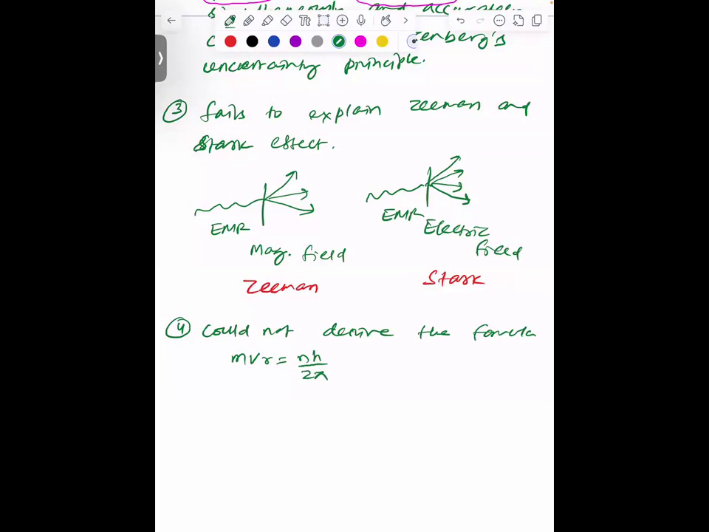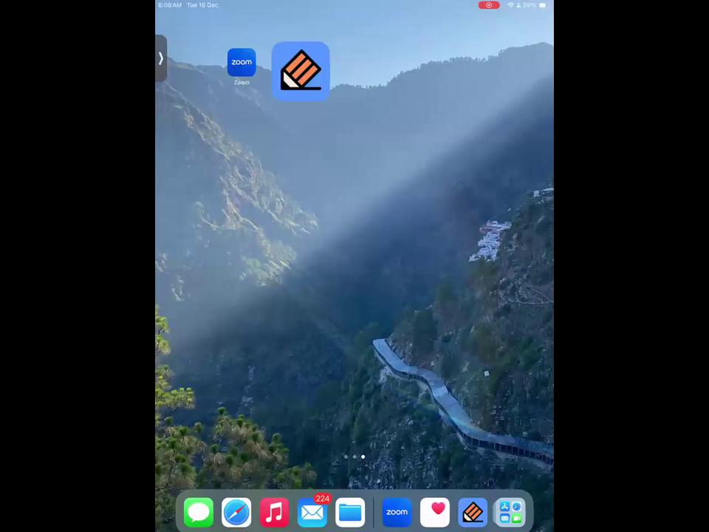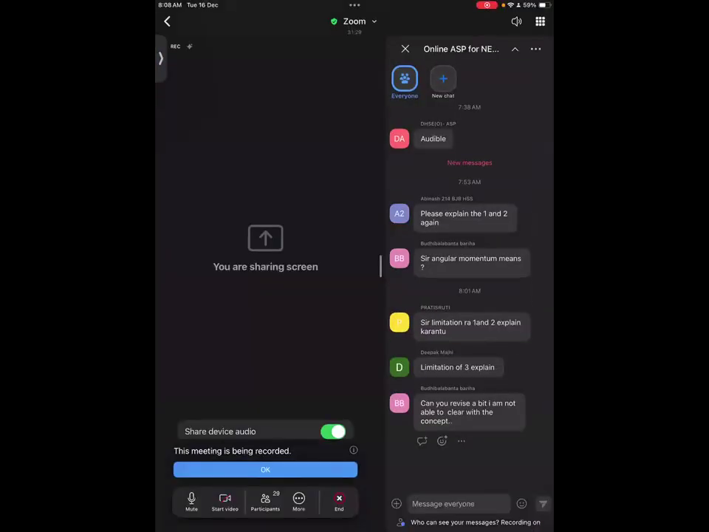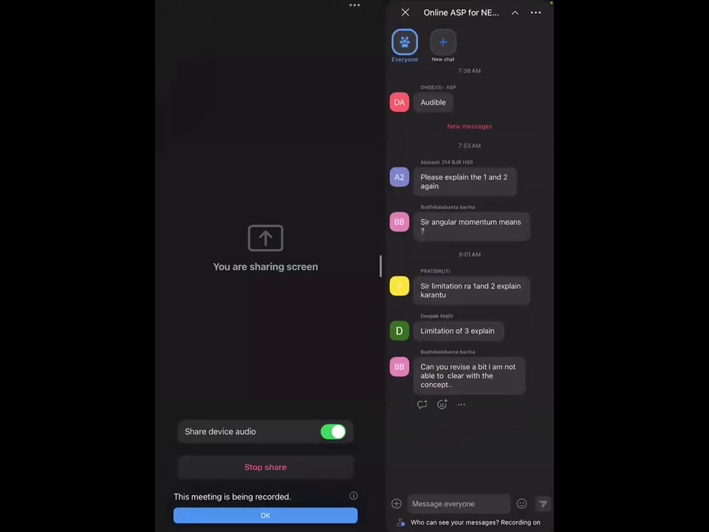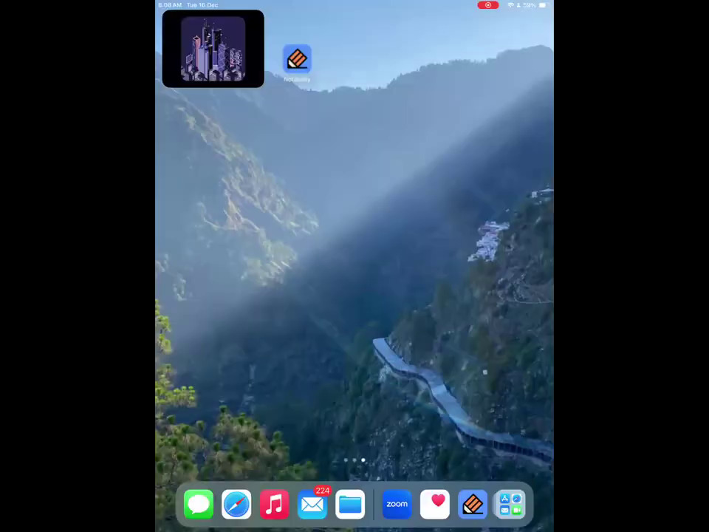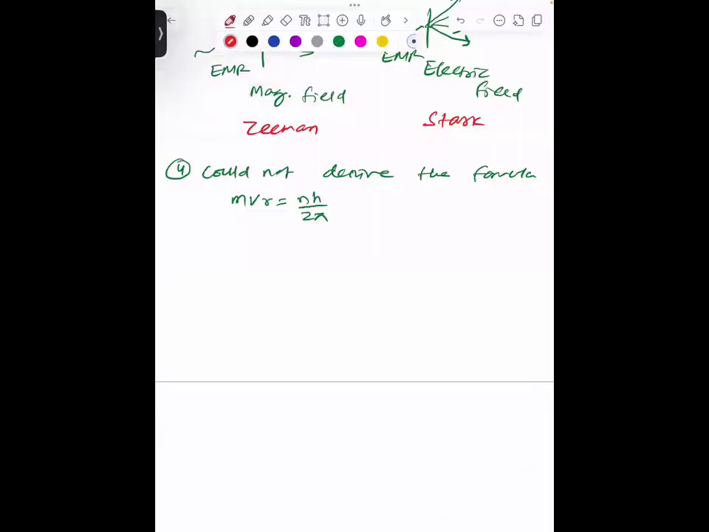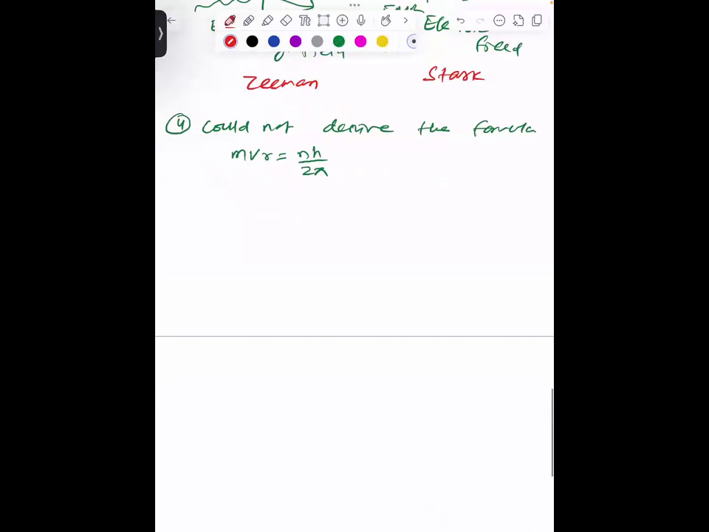So any doubts up to this? Ask, else we'll move to the next, that is hydrogen spectra. Is it clear to all of you? Okay, so I think it is clear to all of you. Now, next is hydrogen spectra.